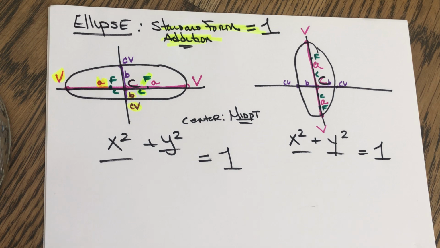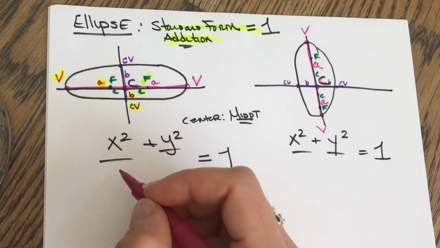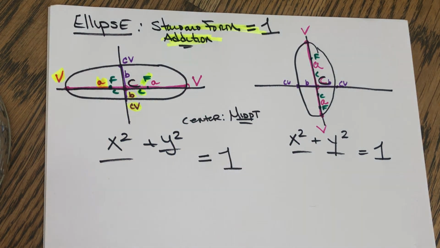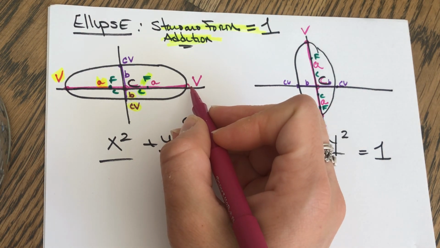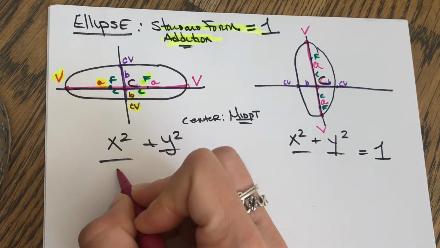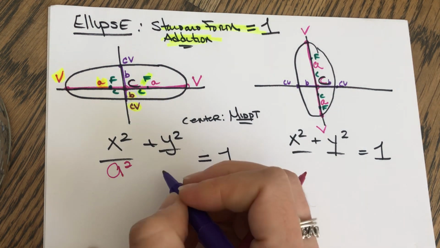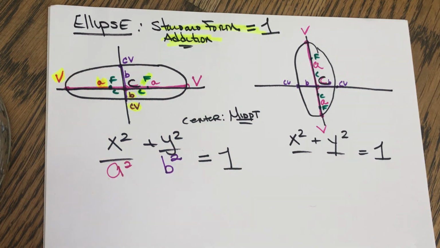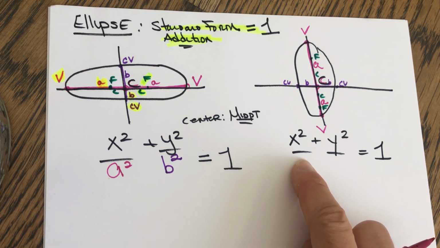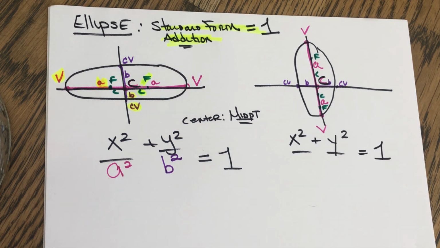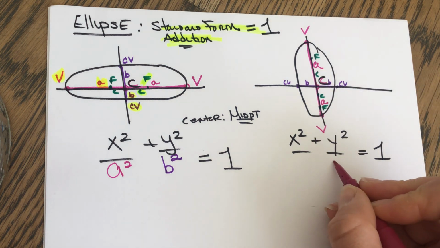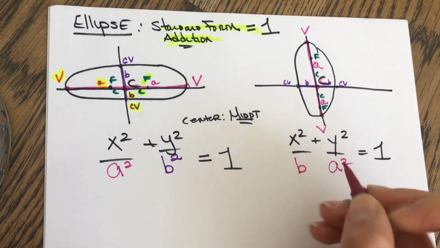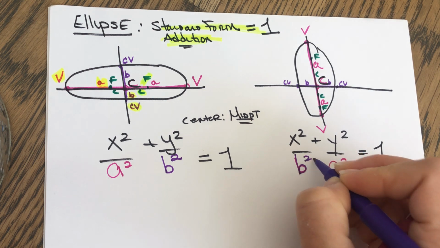Now, what changes underneath, just look at the picture. In this case, who's along the x-axis? The vertice, right? And the vertice is the A. So in this case, the A squared goes here. The B squared goes here. Coming over to here, I don't care which one you look at. I would say start with your vertices. But your vertice is along the Y, so that means your A goes here. Your B goes here.